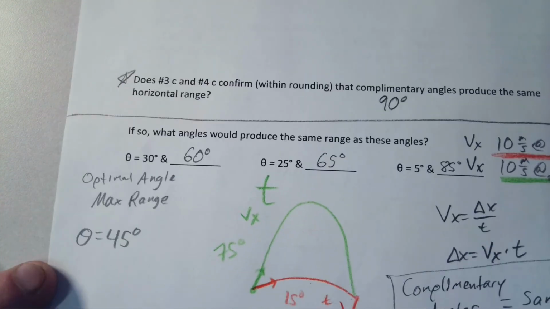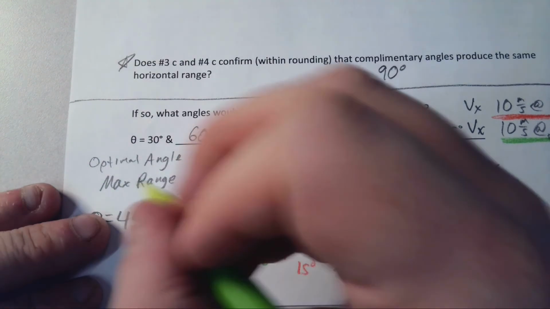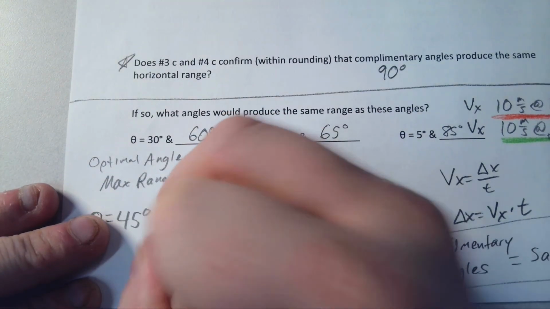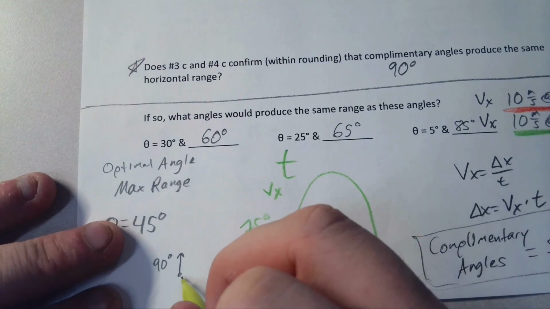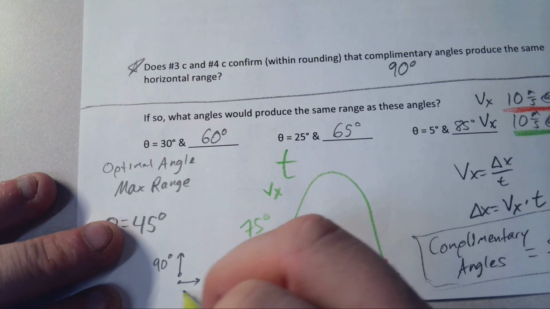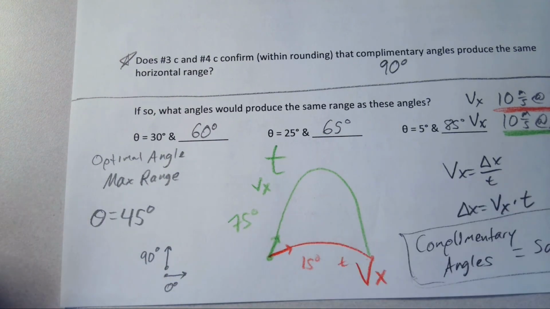Here's another rationale for why they're going to have the same distance. If you were to fire an object at exactly 90 degrees, and then fire another object at exactly 0 degrees, how far is the one that's going straight up and down moving sideways? None. It's not moving sideways at all.